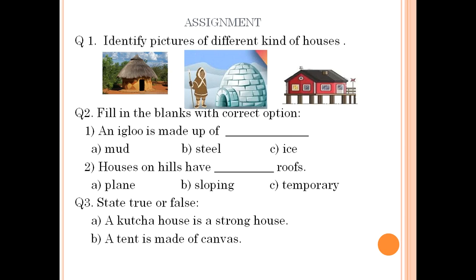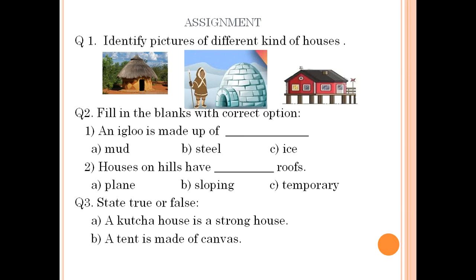Now, I have a small assignment for you all. In the first question, you can see I have given you three pictures and you have to identify these pictures and tell me what kind of houses these are. In the second question, you have to look at the three options and fill in the correct option.